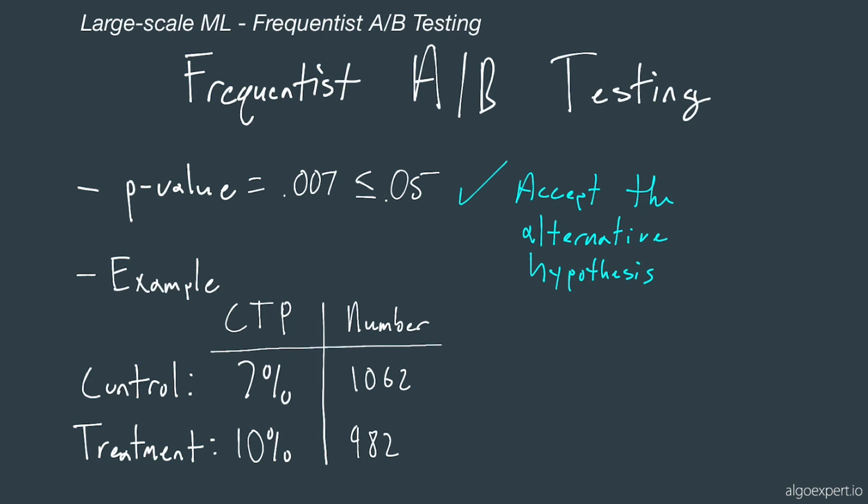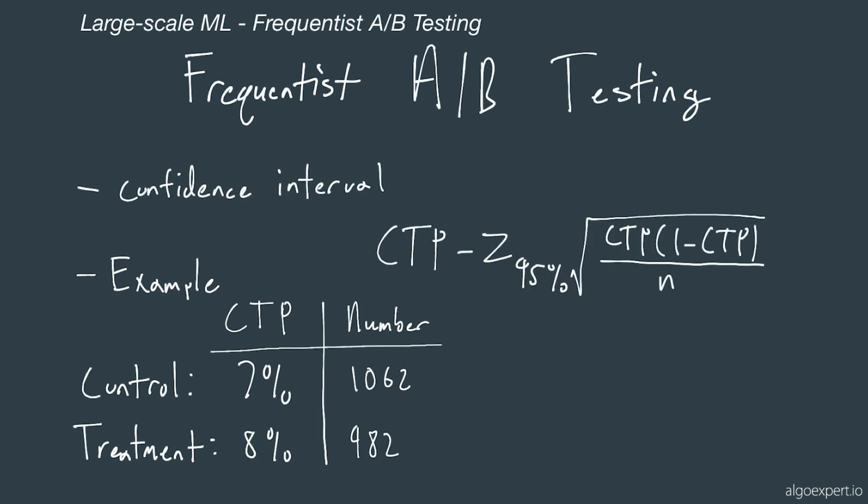As well as the p-value, we also want confidence intervals surrounding these click-through probabilities. Because remember, since these click-through probabilities came from a sample of users and not the entire population, we can't say with 100% confidence that these are the exact values.